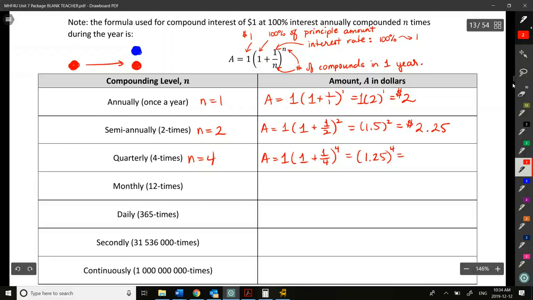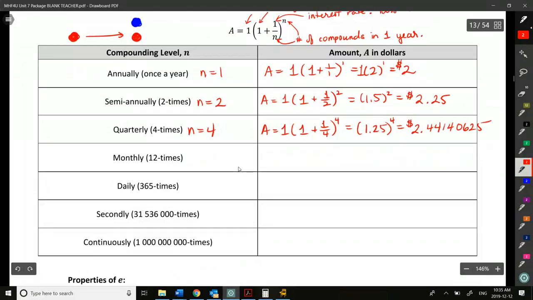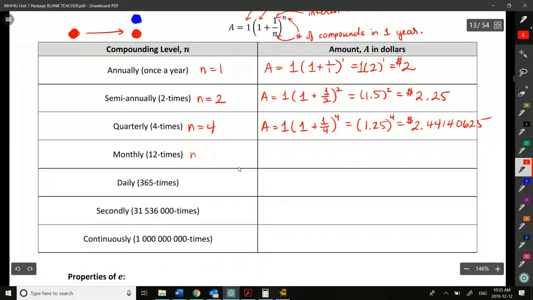Okay, 1.25, yep. How many decimals do you want? Give me them all. Okay, 2.44140625. So we have about $2.44. I want to leave some decimals here just so we can see, because eventually when we get down to some of the later columns here, we want to see those decimals. Okay, now let's see what happens if we compound 12 times a year, every month.